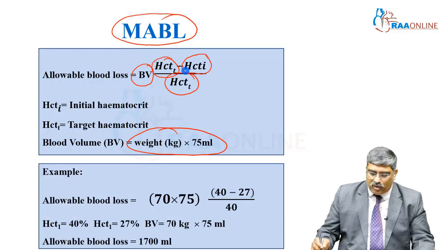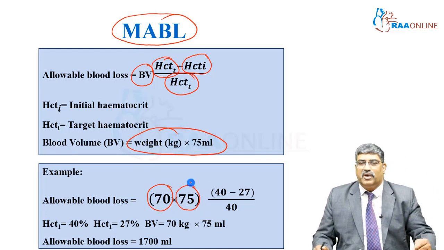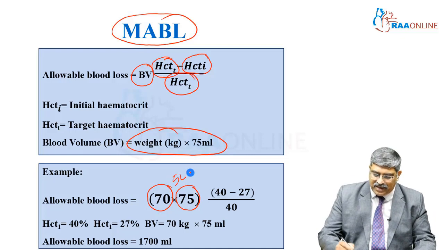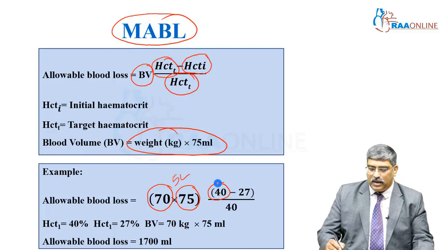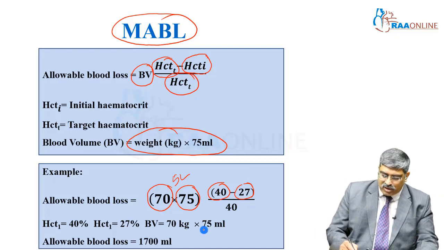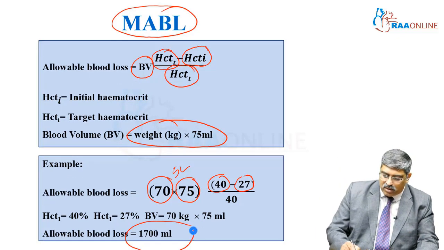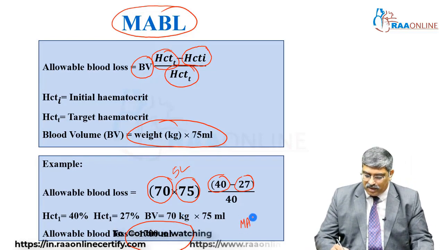Here, for example, you assume that the patient weight is 70 kgs and the blood volume is 70 into 75 ml, which comes roughly around 5 liters, and your target hematocrit is around 40 and the patient hematocrit is around 27. When you put the appropriate values, you get a value of around 1700 ml, which means that here the maximal allowable blood loss is between 1500 to 1700 ml.